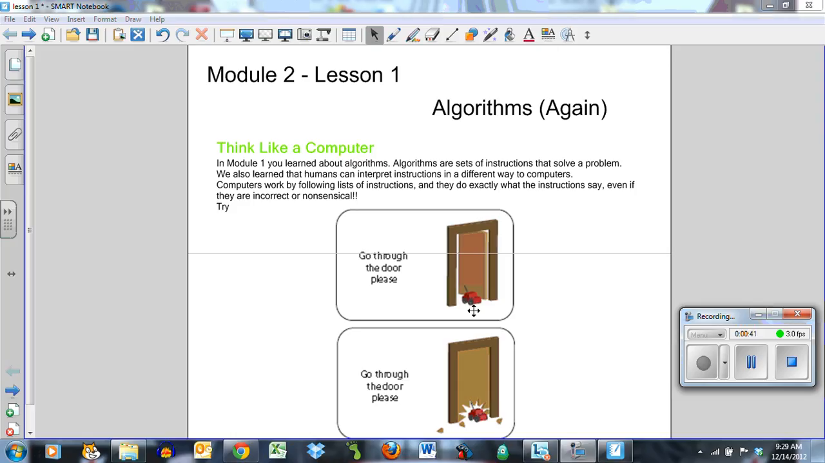If you tell a robot that's being controlled by a computer to go through the door, please, and the door is open, no problem. But if the door is closed, then the robot has some trouble and it either breaks through the door or it's stuck. Whereas a human would use common sense and know that when you say go through the door, what you really mean is open the door and walk through it. So just a little example of how computers do exactly what they're told.